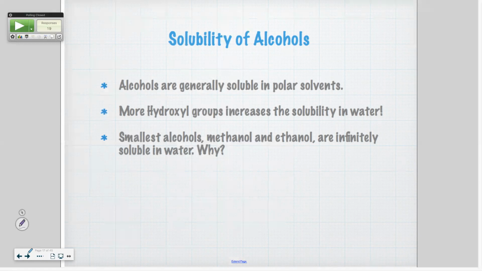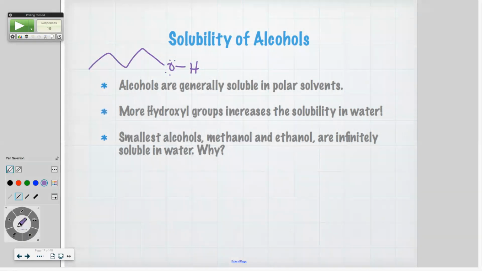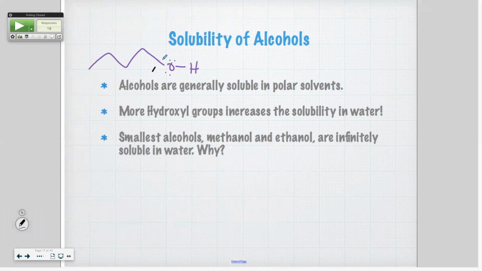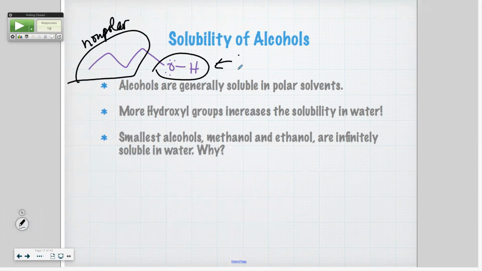Okay, alcohols are generally soluble in polar solvents because they are polar, right? So you look at this compound. That's 1-butanol, right? Where is the polar part of that molecule? It's the oxygen and the hydrogen. This is the most polar part. This part of the molecule is non-polar. But this part can hydrogen bond.